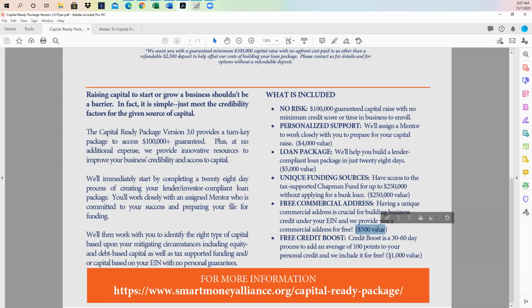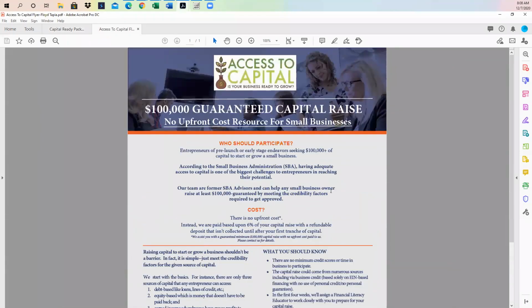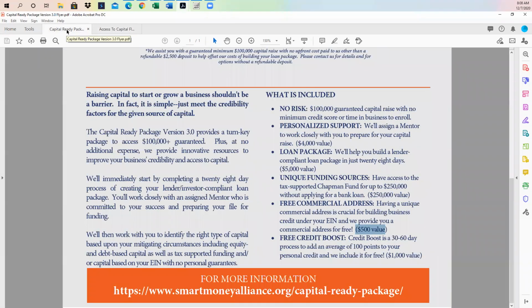They're getting these two perks free. They're not paying anything more to go into the Capital Ready package 3.0. They're paying the same deposit that everyone will pay in the access to capital. It's just the access to capital, we defer that until after the first capital raise, whereby the Capital Ready package, they say, oh, go ahead and pay that up front. I want to get that out of the way. I like those additional perks.